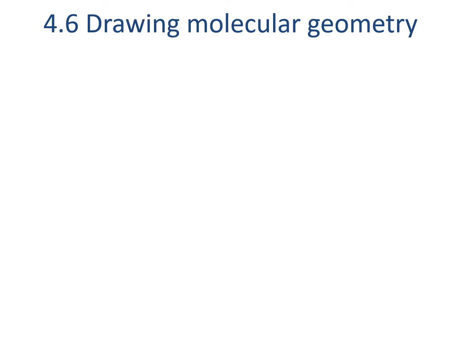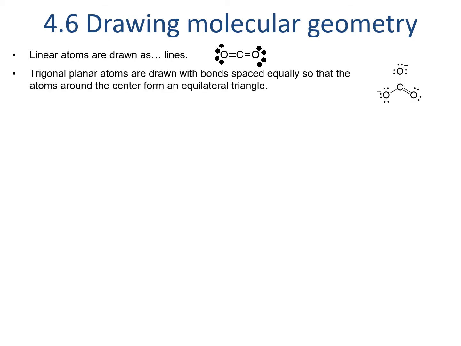Again, both linear and trigonal planar configurations can be drawn easily on two-dimensional paper, because they are one- and two-dimensional respectively. So linear atoms have their configurations drawn simply as lines, as shown here with carbon dioxide. Notice that only the carbon atom is linear. The oxygen atoms actually each have three groups attached and are therefore trigonal planar. Carbonate gives us an example where the central atom has a trigonal planar configuration.